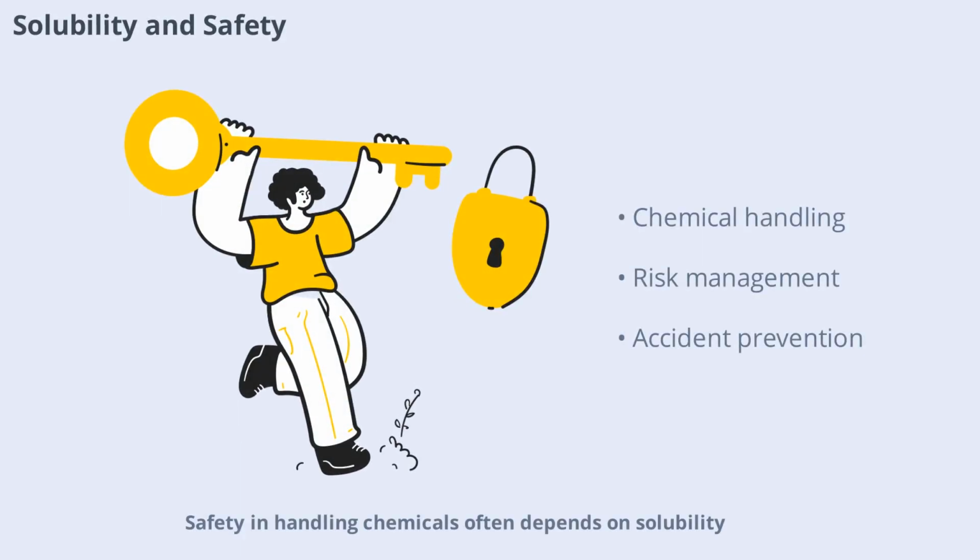Safety in handling chemicals often depends on solubility. Some substances are safer to handle when dissolved, while others become more hazardous. Understanding solubility helps workers and scientists manage risks and prevent accidents.